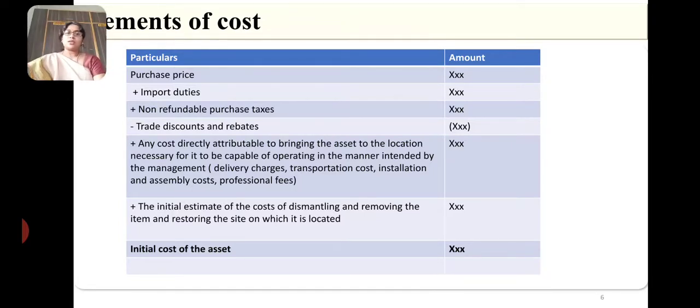Though this is not the actual cost I have incurred, though I may incur it after a certain number of years, still as per Ind AS guidelines we have to include this initial estimated amount of dismantling as part of the cost of the asset. So, if I compile all this, then I will get the initial cost of the asset. Usually in the exam the question will come for calculating the initial cost of the asset, maybe for 6 marks, sometimes it also comes for 7 marks as per the adjustments.